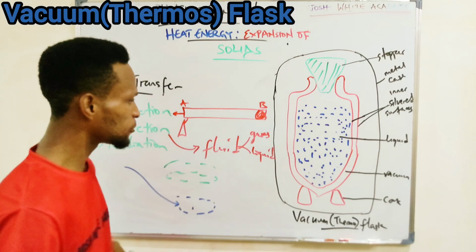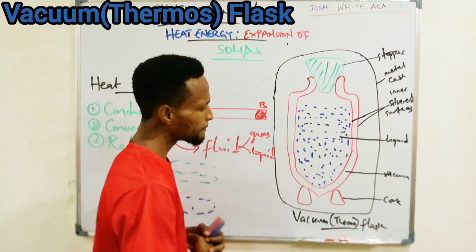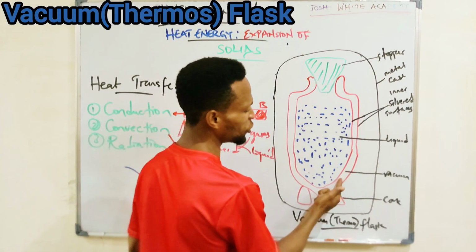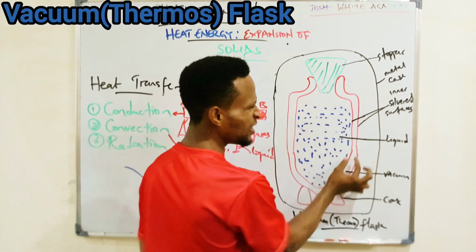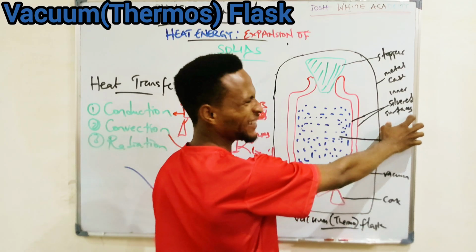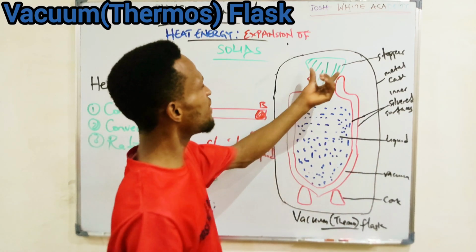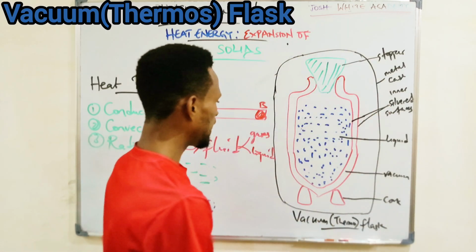Now, for instance, we have a cork at the bottom, we have a vacuum sealed by two layers of silver colored or painted surfaces. We have an insulator stopper, then covered with a metal case.